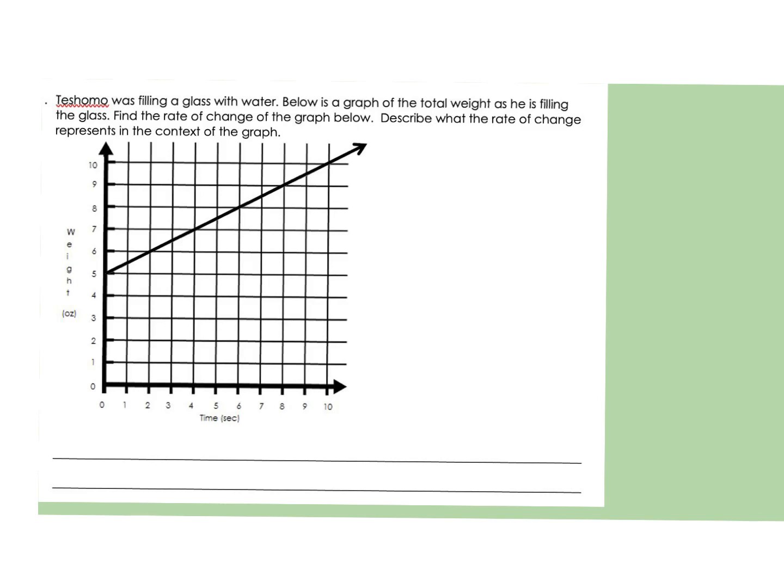You know the drill. Read and annotate. Tashomo's filling a glass with water. Below is the graph of the weight as he's filling it. This graph is going up, right? So we know that the water is increasing. That's what positive slope means.